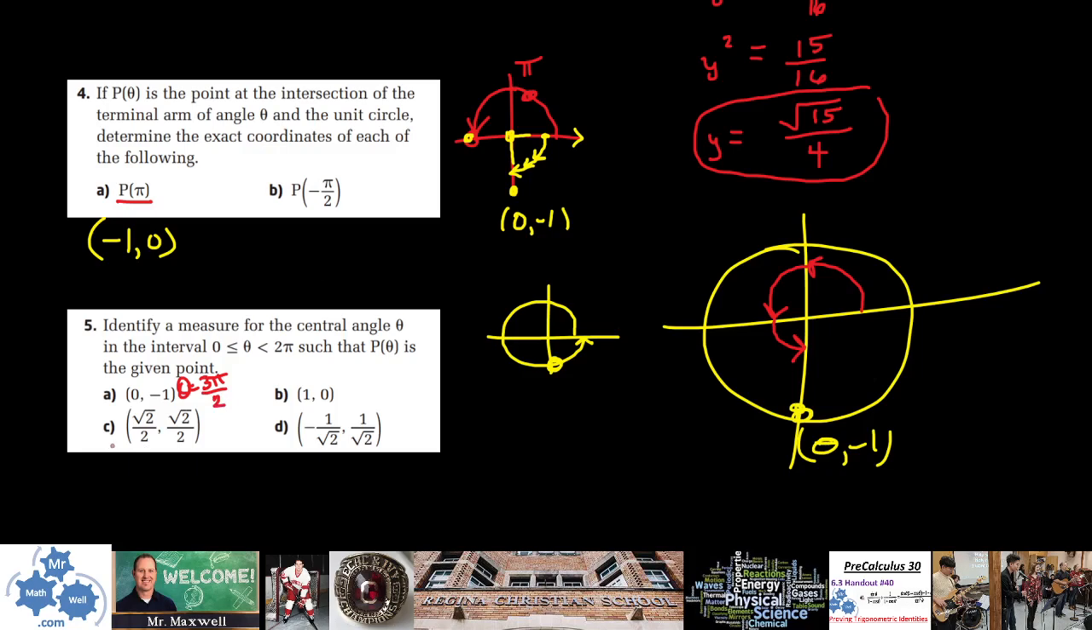C, let's do C. So C is root 2 over 2. They're both positive. So that's going to be this one right here. And that angle is what? What angle is that for C? Anybody?